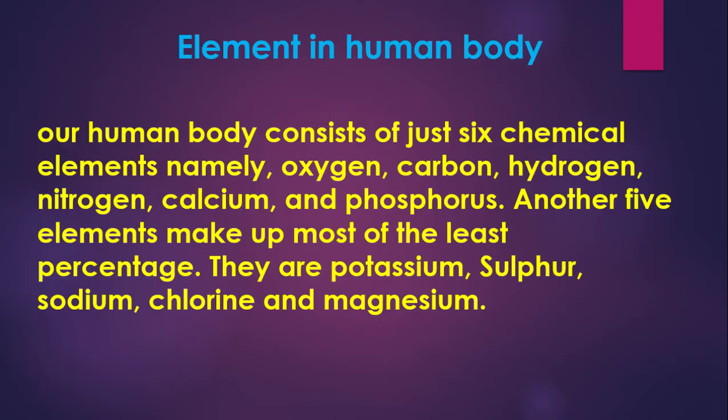Elements in the human body. Our human body consists of just 6 chemical elements, namely oxygen, carbon, hydrogen, nitrogen, calcium and phosphorus. Another 5 elements make up most of the remaining percentage. They are potassium, sulfur, sodium, chlorine and magnesium.